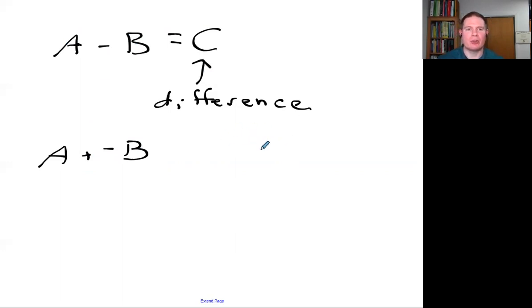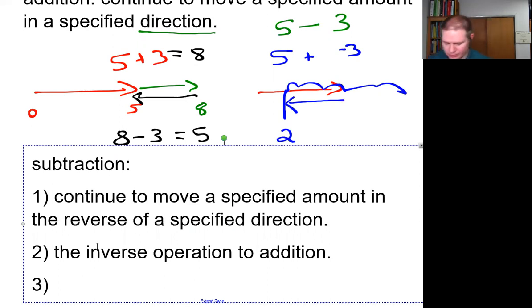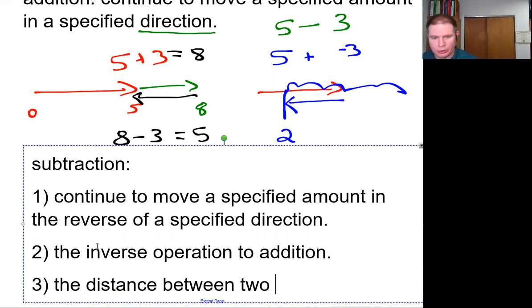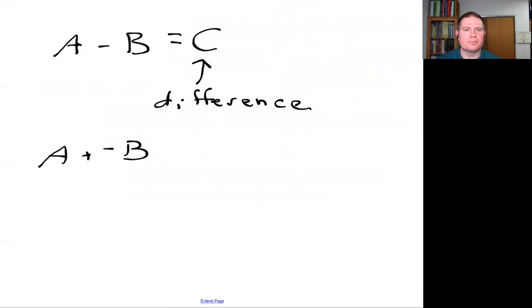I'm not saying the sum of 5 and 3 is 2. I'm saying the difference of 5 and 3 is 2. And that use of the word difference is not based on these definitions. Using difference for the outcome of subtraction is because of the third definition of subtraction, which is the distance between 2 points on the number line. So let's look at an example for that.